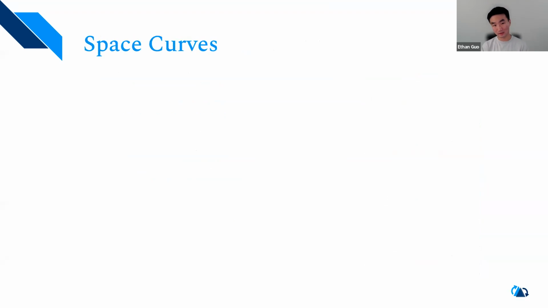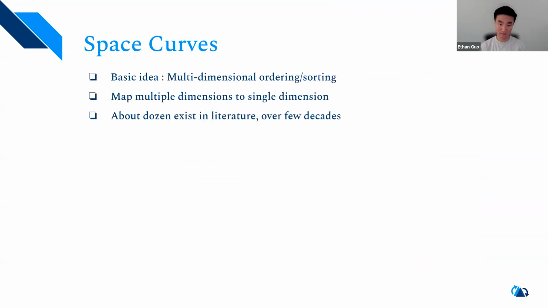That's how the advanced space curves try to solve this problem. The basic idea is that we still have these multiple columns, and we want to have some ordering so that we can still provide locality, but not too much index on one of the columns, like the first one or second one. So the idea is that we map these multiple dimensions to a single dimension with some space curves in 2D, 3D, or even high dimensions. These space curves are not something new or reinvented. There are a dozen that exist in the literature, from over the few decades from the math community.